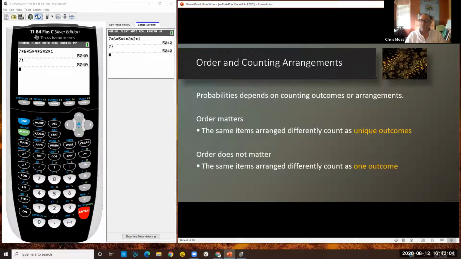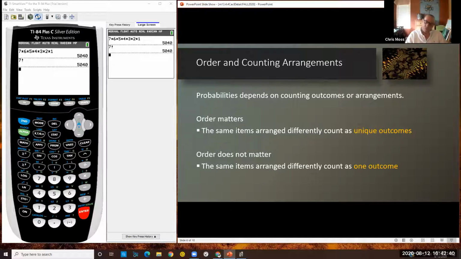At other times, order does not matter. Some items, same items arranged differently, would count as a single outcome if order is not important for the situation. Very simple example here. You have a mother that wants first a boy and then a girl, in that order. Order matters to her. Maybe the dad just wants one of each, doesn't care which one comes first. For him, boy, girl, or girl, boy is all the same. He gets one of each. So there are real situations out there where order matters and order does not matter. You have to look at them all individually.